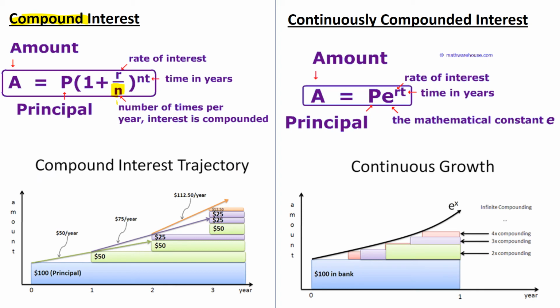Earlier we talked about compound interest. And recall that as you increase the number of times interest is compounded, the value increases as well. So a lot was dependent on that value of n.